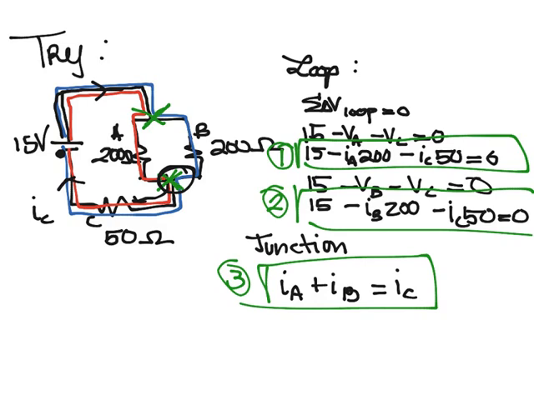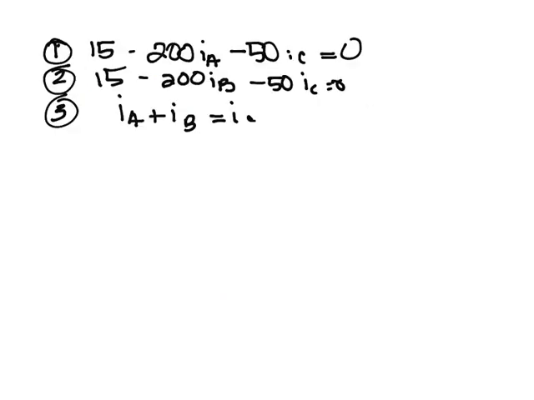Alright, so here are my three equations. Notice that 1 and 2 are exactly the same except for IA and IB. And what that tells me is that it might be useful to subtract those two equations. So I'm going to do equation 1 minus equation 2. And when I do that, I get 15 minus 15. So I'm looking only at the right-hand side. 15 minus 15 is 0.